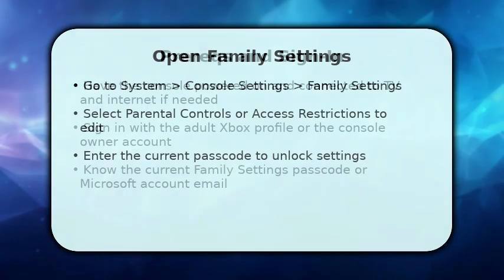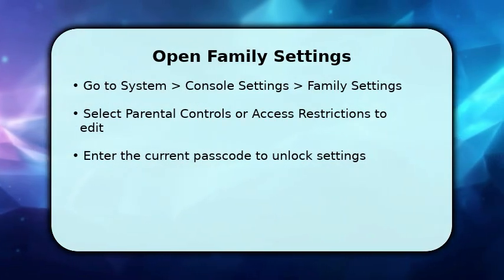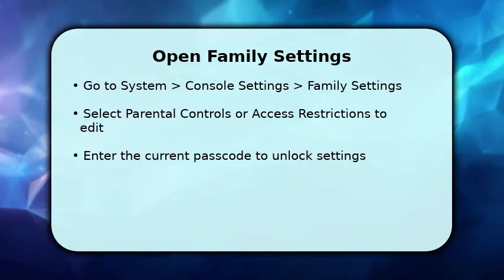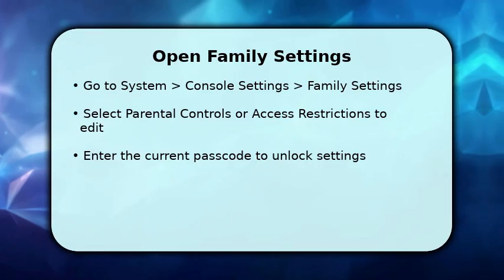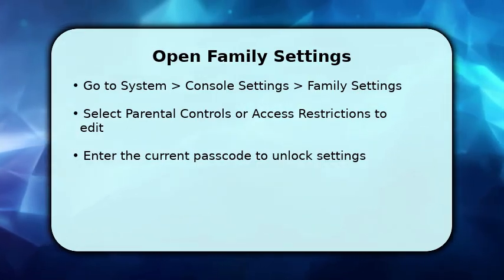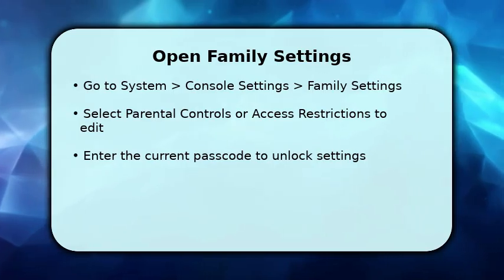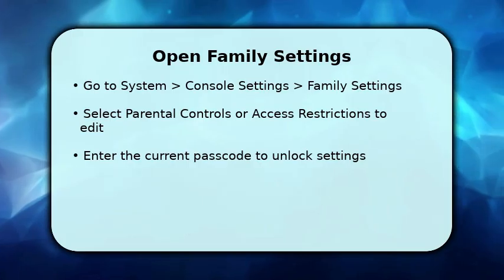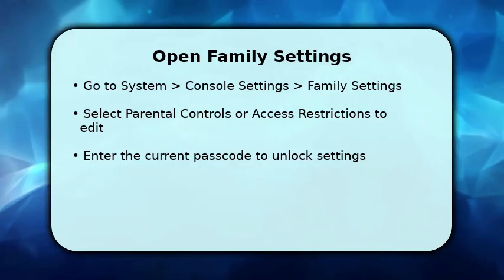Once in console settings, choose family settings, then parental controls or access restrictions. This is where rating limits, content blocks, and passcodes are set. Select the setting you want to change, and when prompted, enter the existing passcode. This verifies you're authorized. After unlocking, change the rating limits to allow all or select remove passcode if available.